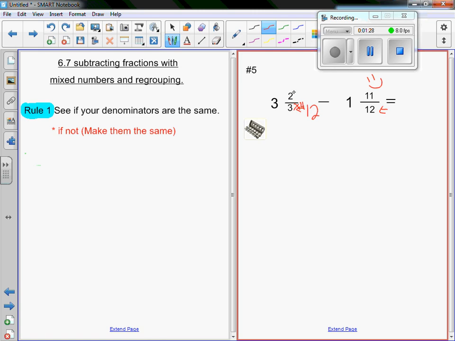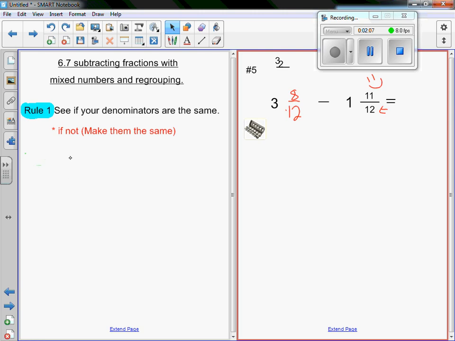Whatever you do to the bottom of a fraction, you have to do to the top. So if I multiply 3 by 4, I have to multiply 2 by 4. 2 times 4 is 8. That gives me 8 twelfths. So now, instead of 2/3, I have 8 twelfths. I'm scooting this up here so we don't look at it anymore. And I have 3 and 8 twelfths minus 1 and 11 twelfths. So rule number 1, now our denominators are the same. If not, make them the same. We did, and we're ready to move on.